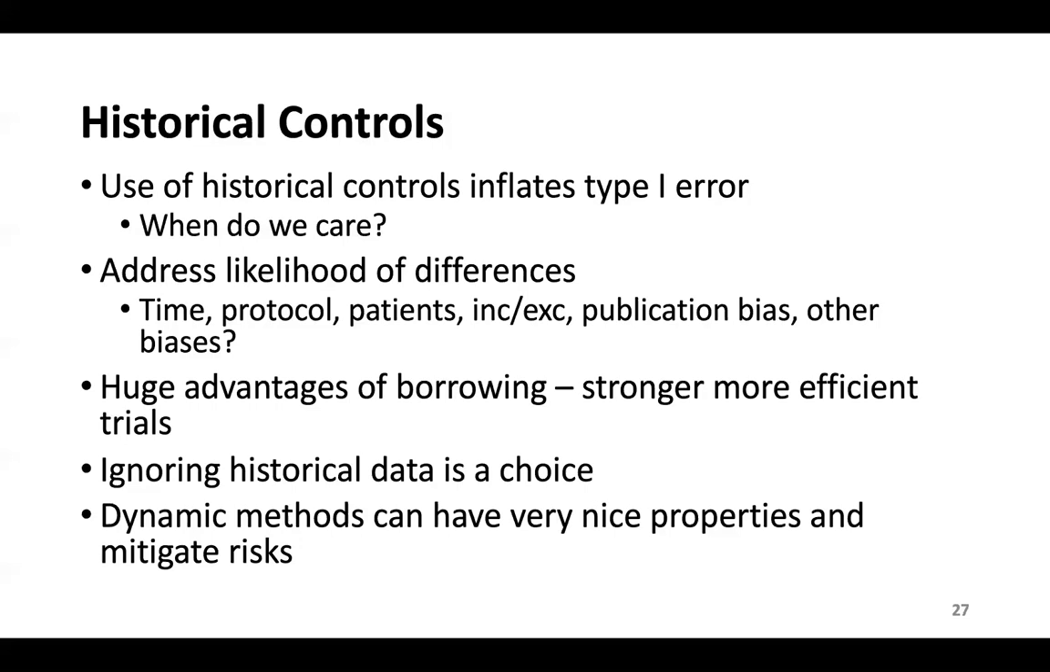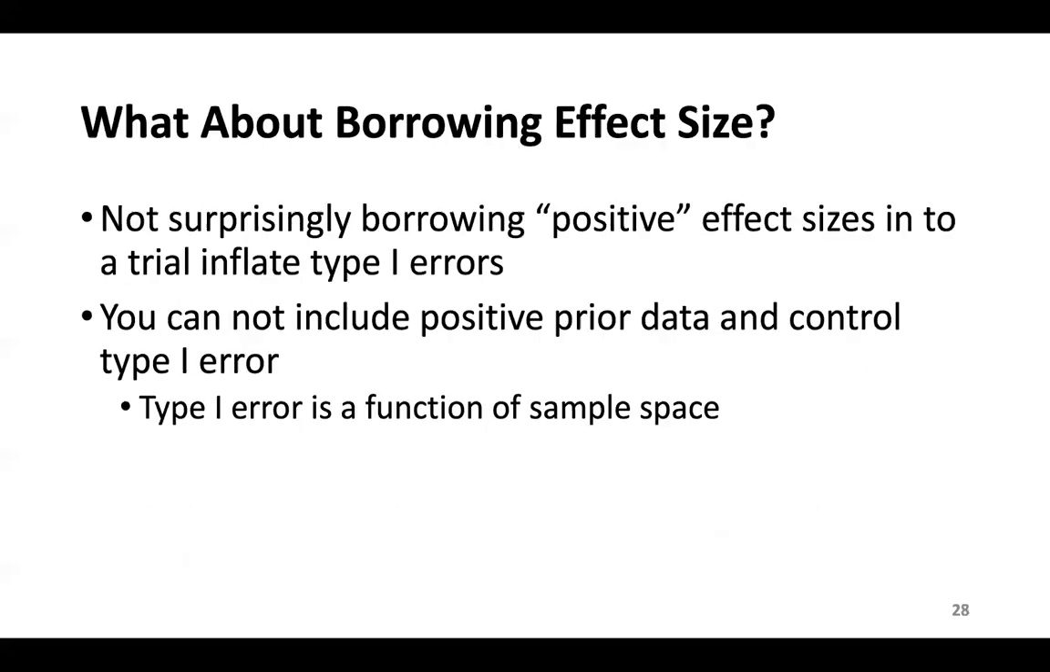And in these settings, we may very much believe that we're measuring very similar things, and we're much more willing to borrow the controls in the sense that we're getting very strong advantages and we're not worried about the risk of the drift that could potentially fool us. Again, ignoring historical data is a choice in this setting. Dynamic methods can very much mitigate these risks. So if it really does look like we're measuring something different, the modeling adjusts for that.